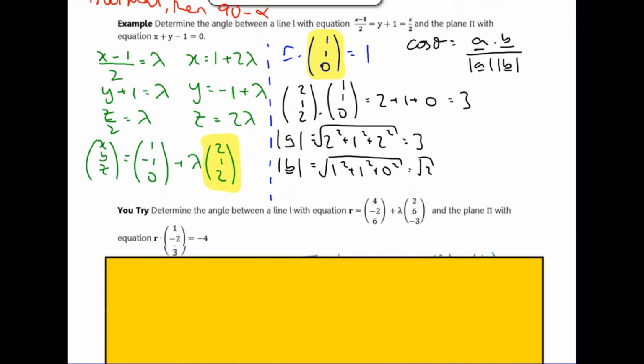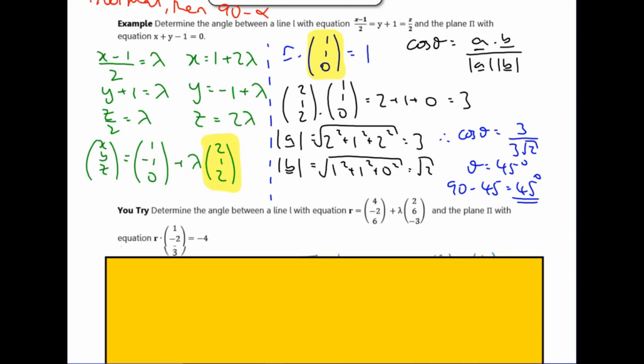I can stick all this into the formula now for cos. So I get cos theta is 3 over 3 root 2. Inverse cos of that, do it in your calculator, you'll get 45 degrees. But actually, in this case, if you minus that off 90, you still get 45. So the angle between the line and the plane in this case is 45 degrees.